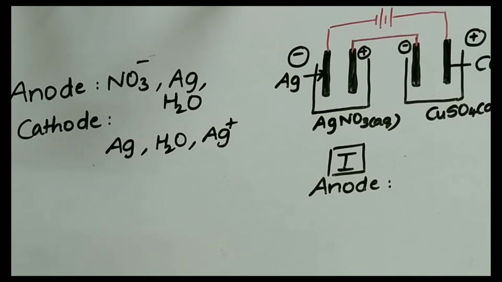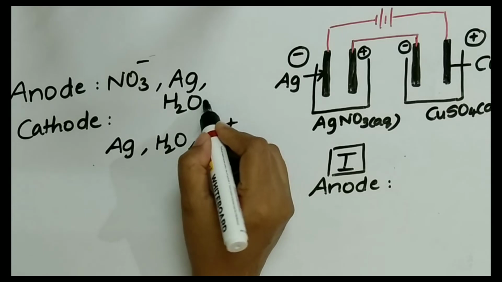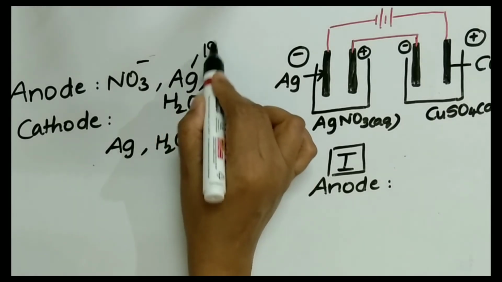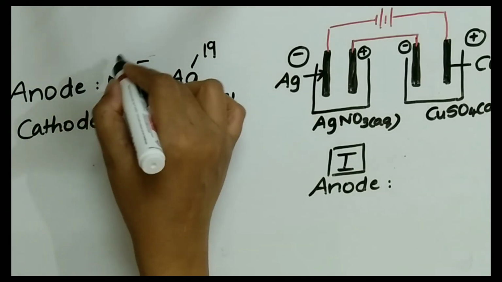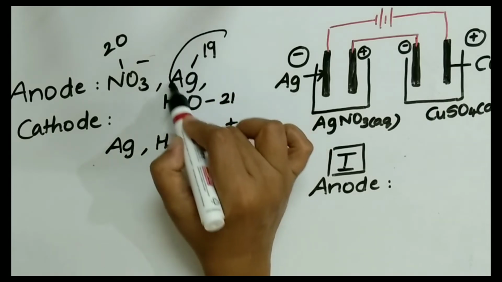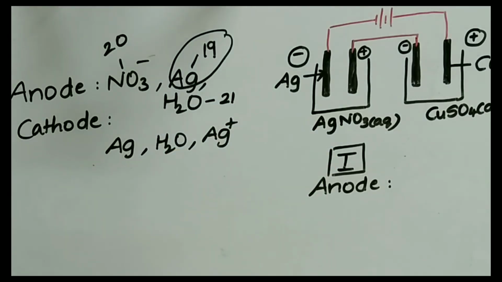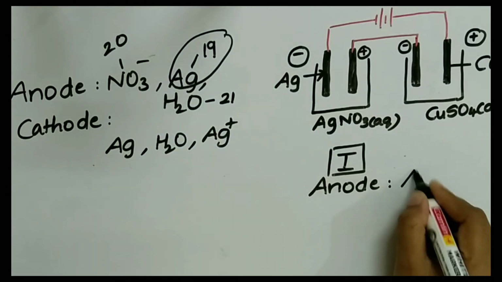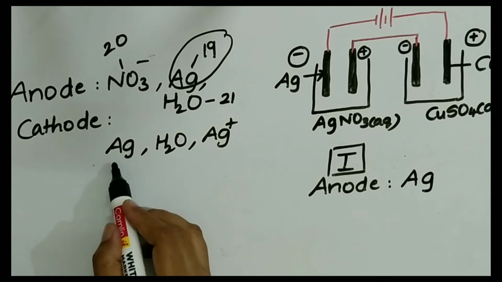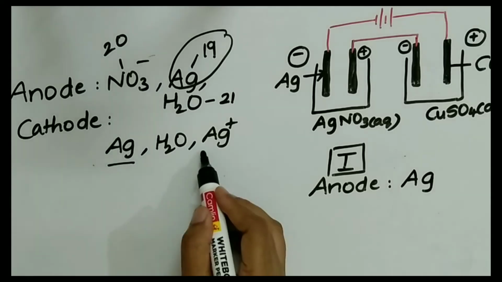Now for anode we have to take the lowest number in the electrochemical series. Water is at 21, Ag is at 19 and nitrate is at 20. So the lowest number is for Ag. So the product at anode is Ag. I will write here Ag. What about cathode? Ag and Ag+ both.